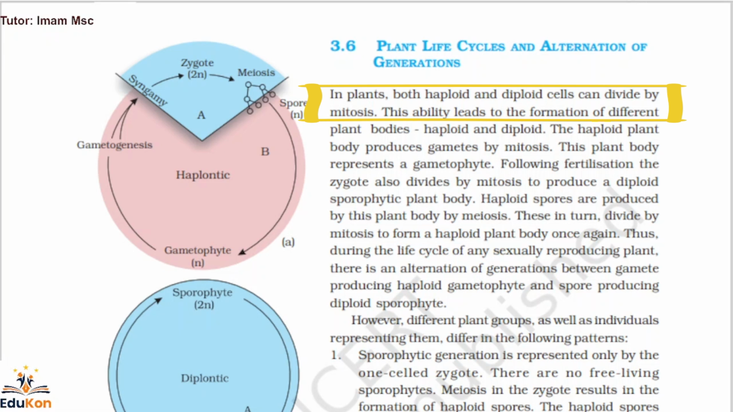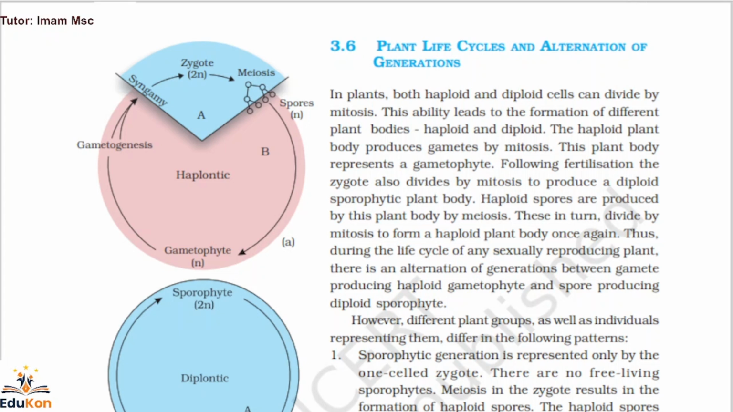The haploid plant body produces gametes by mitosis. This plant body represents a gametophyte. Following fertilization, the zygote also divides by mitosis to produce a diploid sporophytic plant. Now you can see in the image, the zygote undergoes meiosis forming spores. I said in plants both haploid and diploid cells can divide by mitosis, so we can take that as an important line in this discussion. Following fertilization, the zygote divides by mitosis to produce a diploid sporophytic plant.